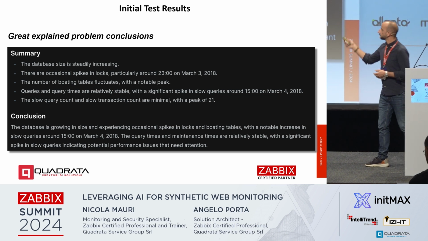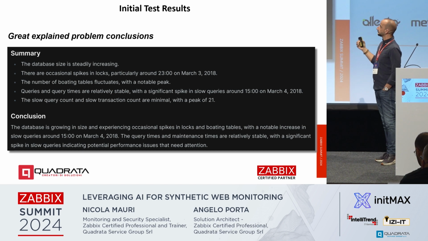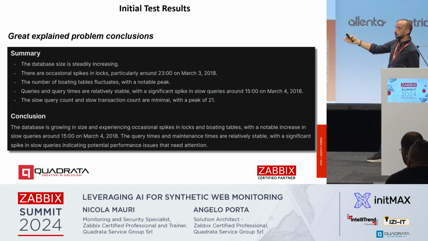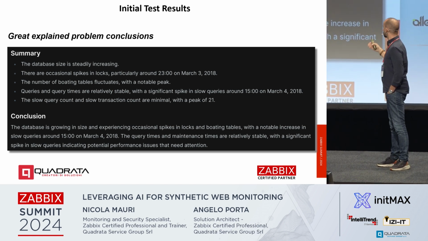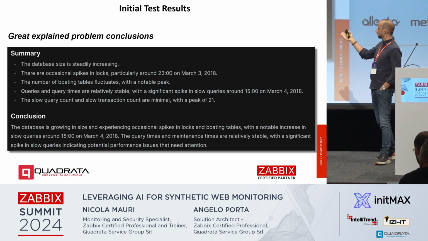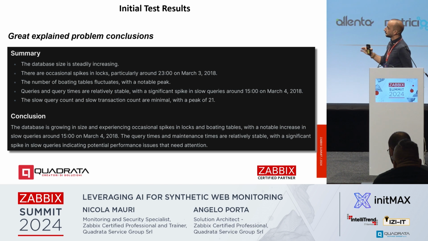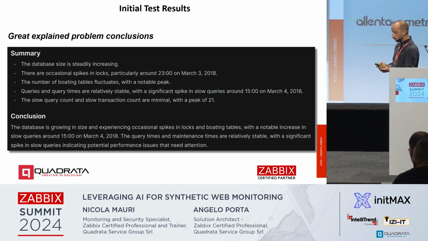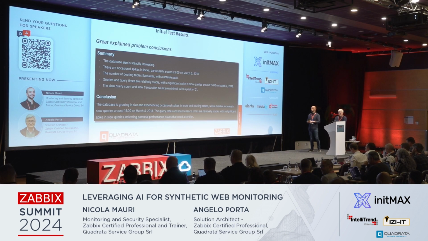So we have a list of key elements. For example, database size is steadily increasing. And also a conclusion, okay? So about database size, about spikes in logs. There is an increase in slow queries on March 4th, and so on. So this can give us more context about the issue and the situation that we are addressing.